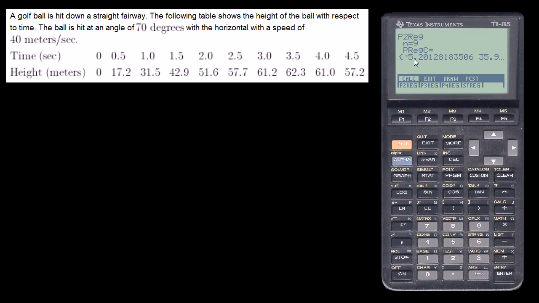And it figured out the coefficients of the quadratic that best matches this data. So I'm going to write it down. So it's negative 5.2. Scroll over a bit.